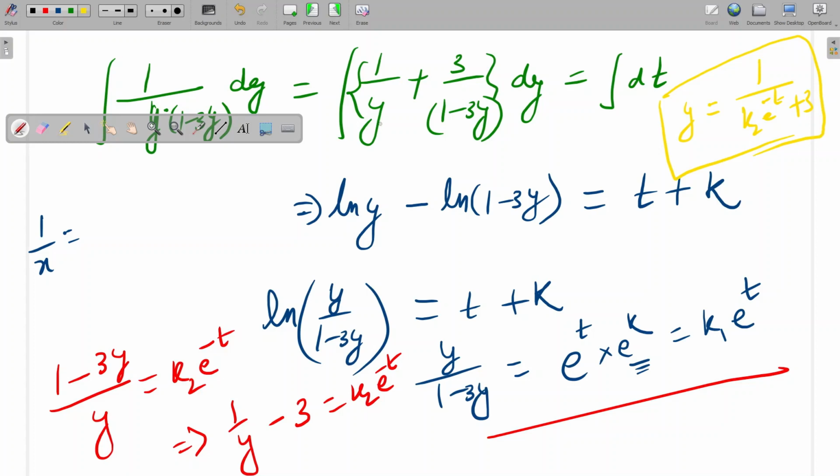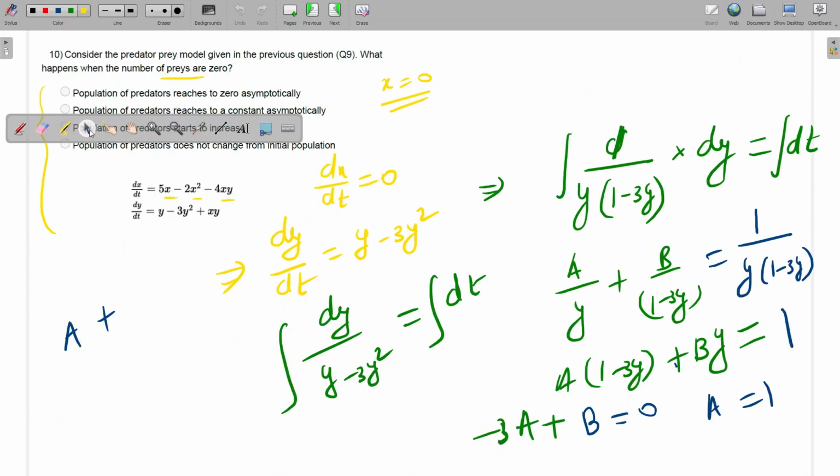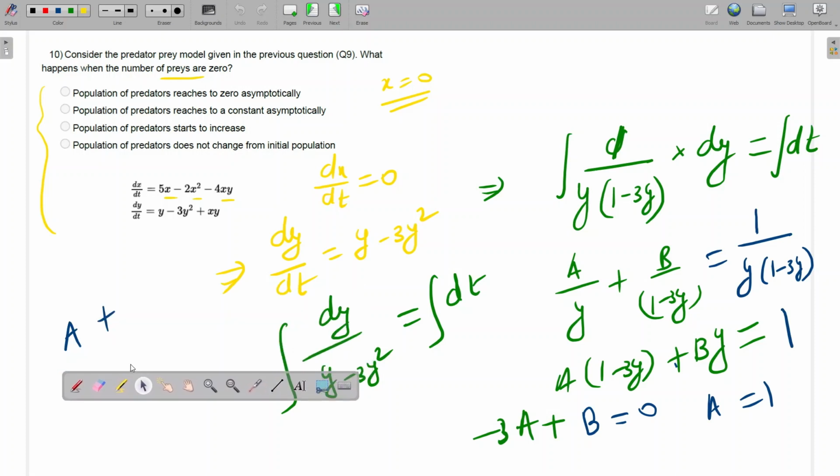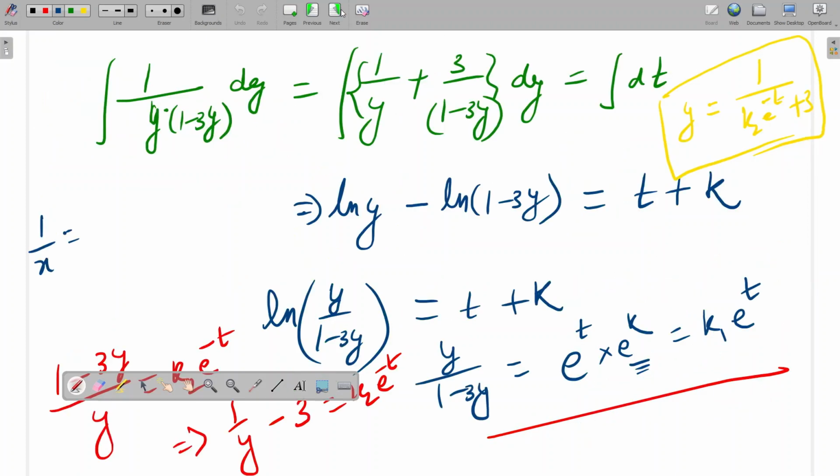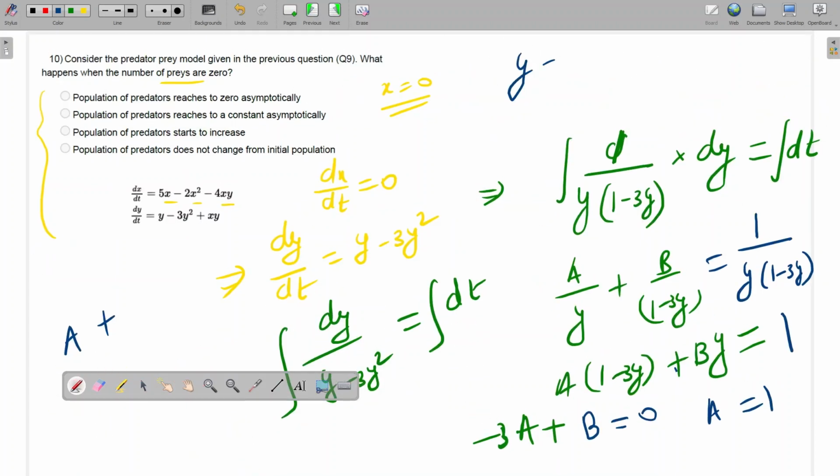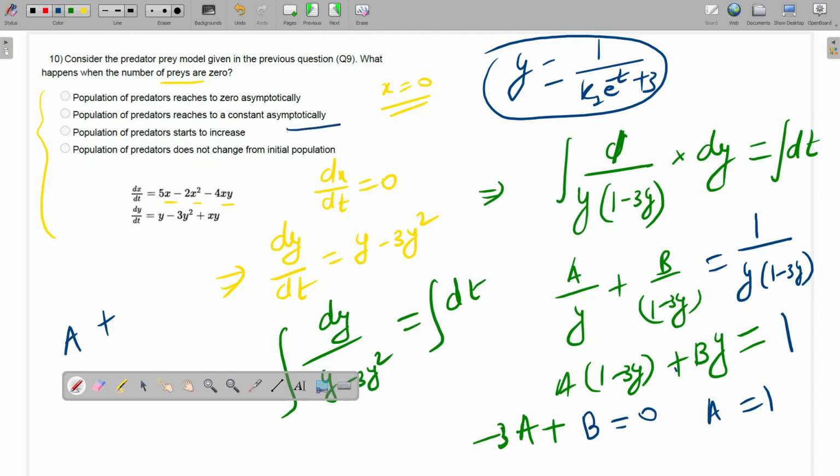If we look here, what is it asking? It is asking what happens when the number of prey is 0. Y is the number of predators, and we already got the equation: y is equal to 1 upon k2 e to the power minus t plus 3. So does the population of predators reach zero, asymptotically reach a constant value, start to increase, or not change? What will happen as per the equation?